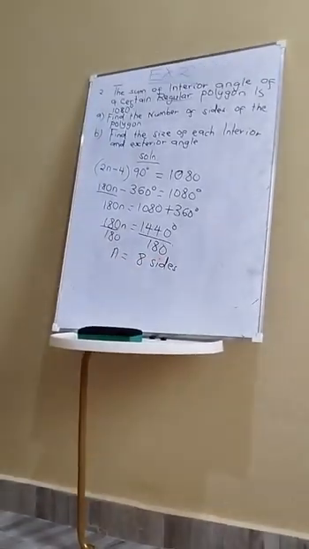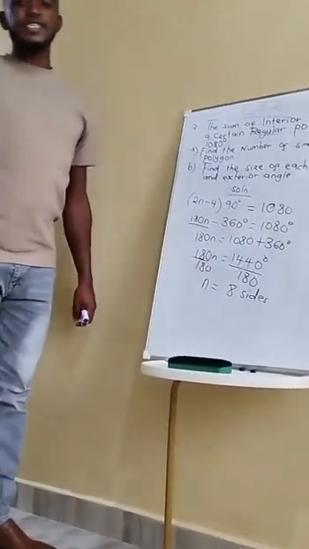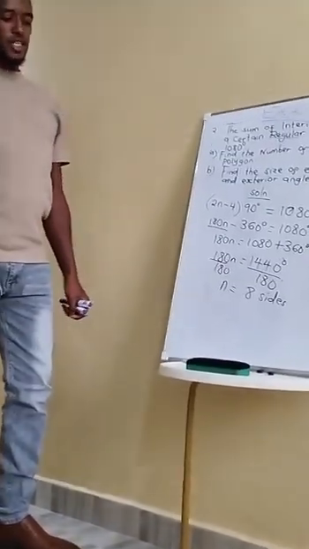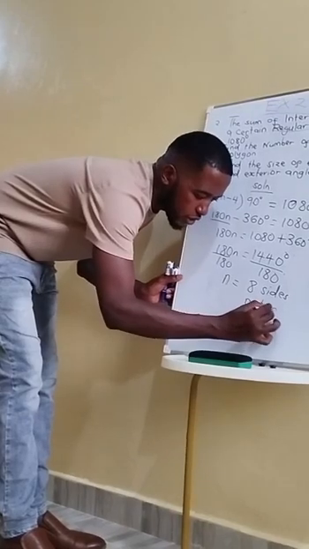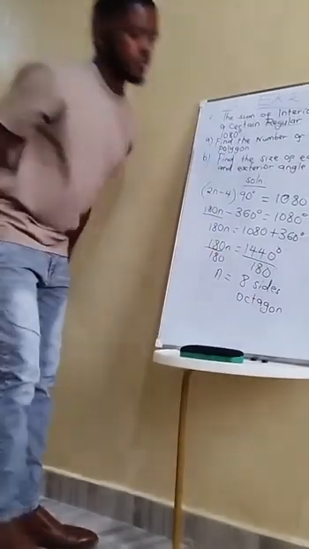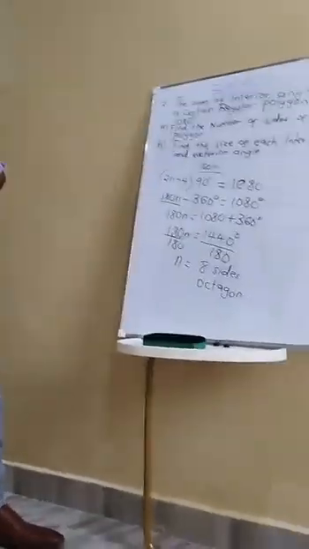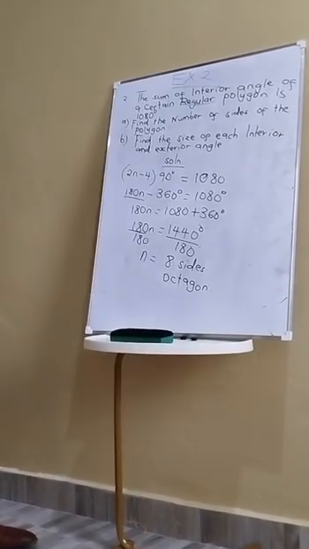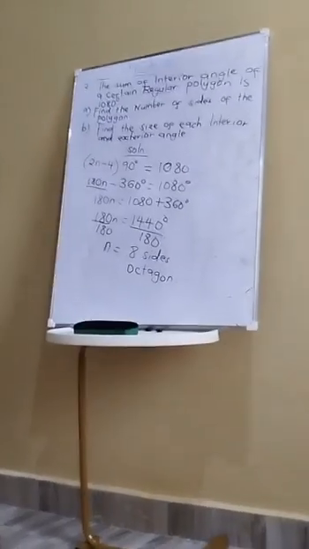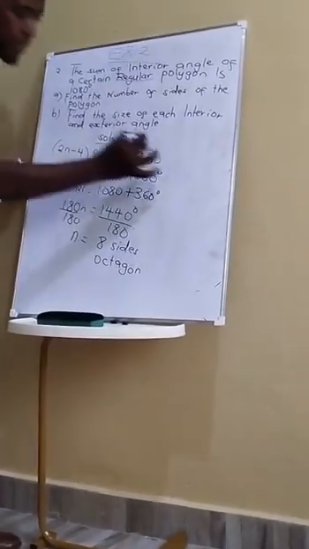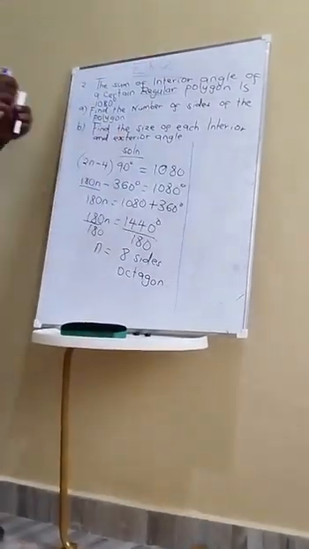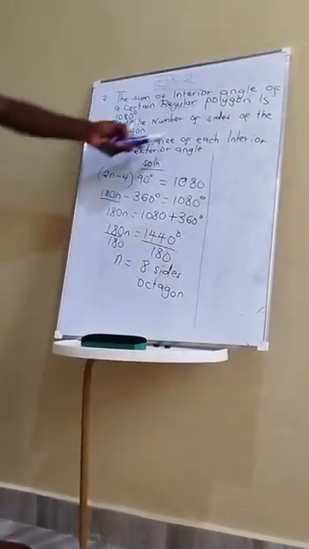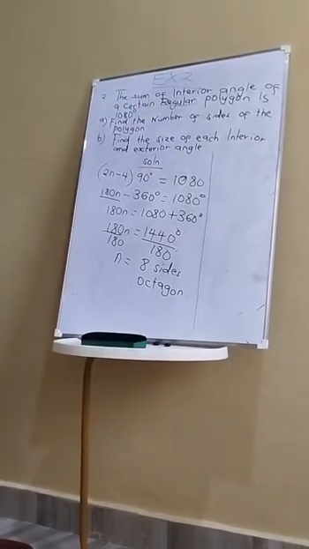And what name is given to an 8-sided polygon? We say it is called an octagon. So this is an octagon. We are done with the first part of our question. So let us go to the second part, part B. Let me use this side of my board, please. Find the size of each interior and exterior angle.